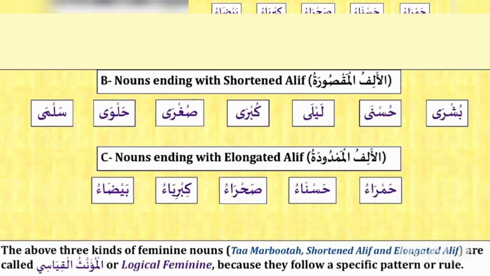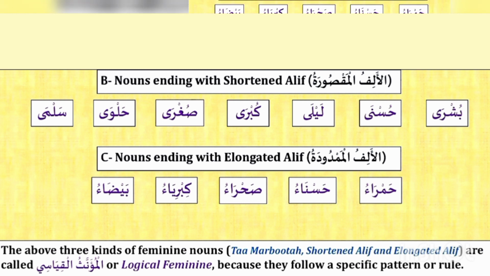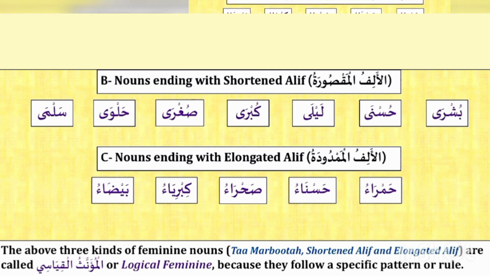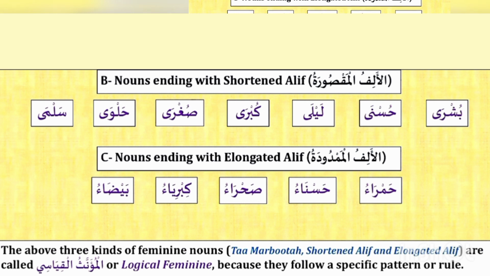And the second one of conventional feminine is nouns ending with shortened alif, or alif maqsura. It is called shortened alif. It ends with shortened alif. For example, bushra, husna, kubra. All these are considered to be feminine because they end with alif maqsura, shortened alif.